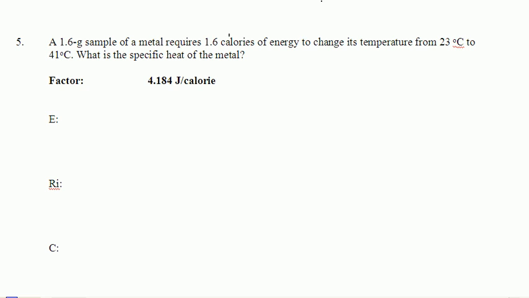Problem 5 states, a 1.6 gram sample of a metal requires 1.6 calories of energy to change its temperature from 23 degrees Celsius to 41 degrees Celsius. What is the specific heat of the metal?